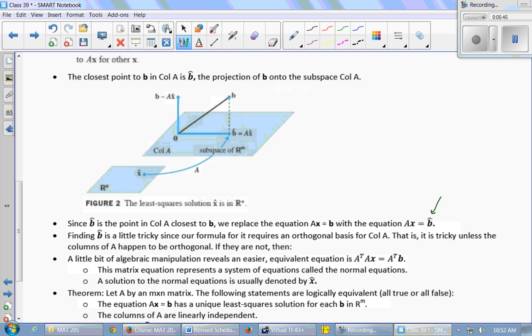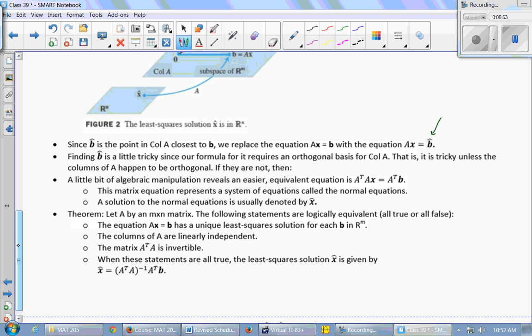And the algebraic reasoning for that equation is in your text. I hope you read it sometime, but I'm not going to go over it. Okay, so that matrix equation represents a system of equations called the normal equations. And a solution to the normal equations is denoted x hat. It's the x hat that is the least squares solution to Ax equals B.